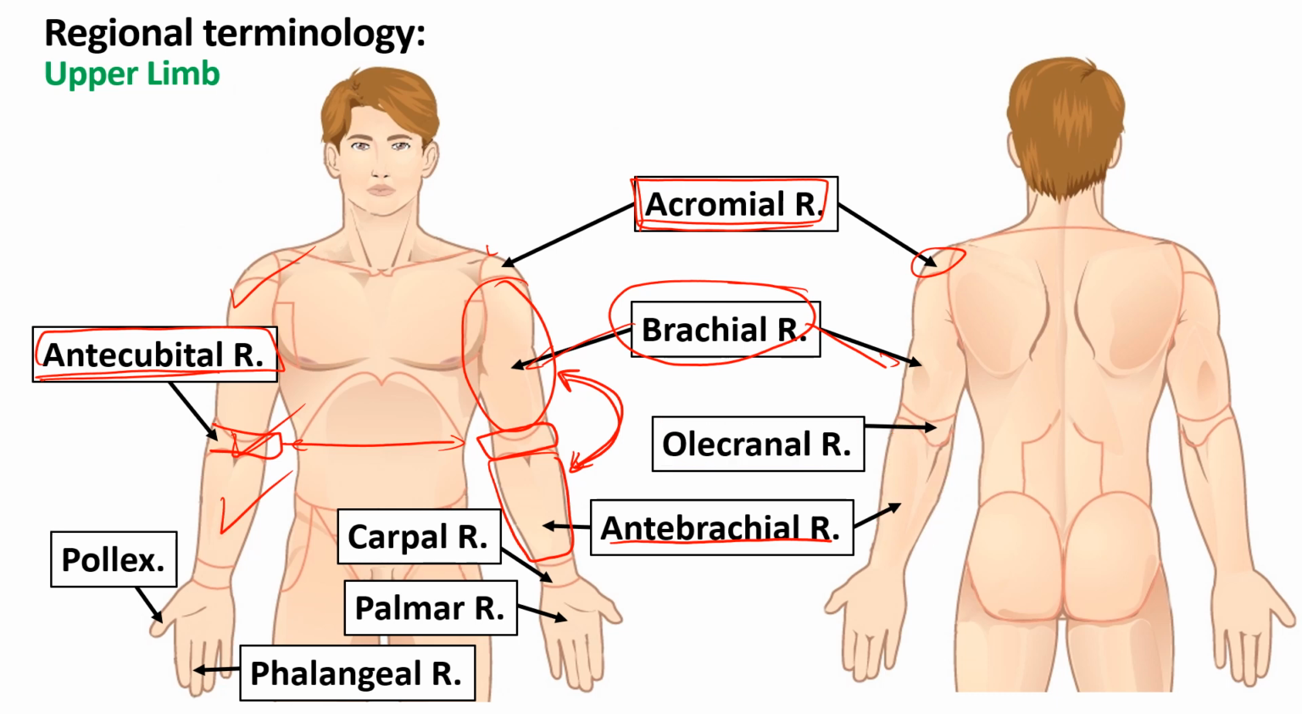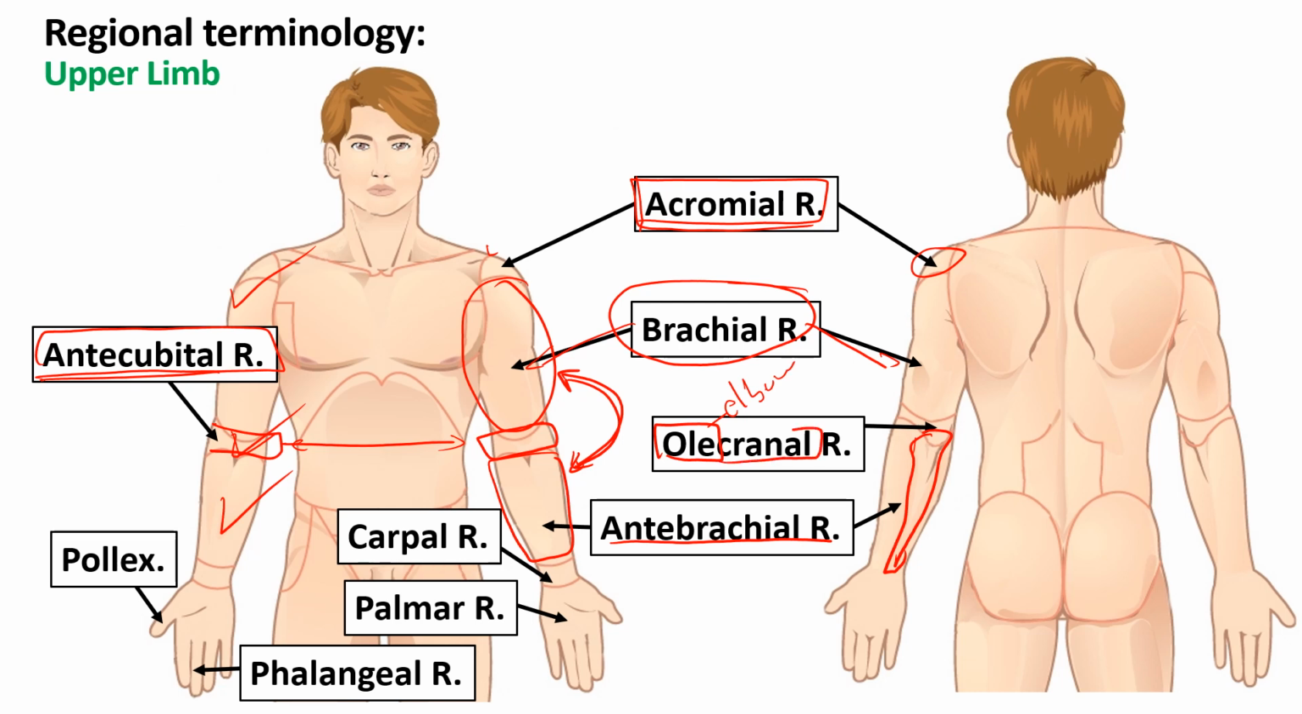Now, the olecranial region refers to the part of the bone that is here. So we have a bone in the forearm. This big bone here is called the ulna, and ole means elbow in Latin.